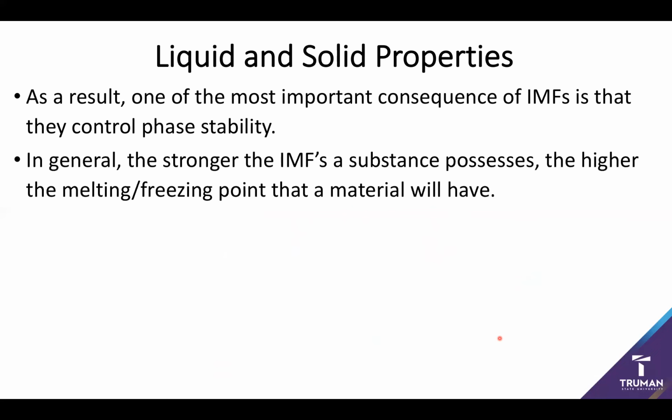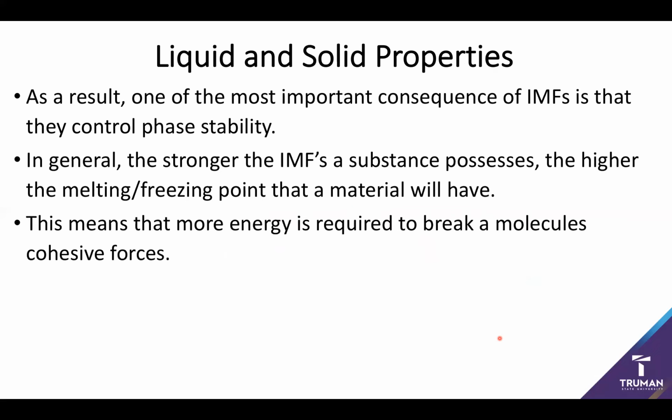In general, if I have a stronger set of IMFs, I'm going to tend to make a higher freezing or melting point. It will take more temperature to break those bonds because I have to break all of those cohesive forces. It's going to be easier to break a weak dipole bond than it is to break a hydrogen bond. And it's going to take a lot of temperature until I can break an ionic bond. You often need to get to thousands of kelvins to break ionic bonds because they are quite stable.